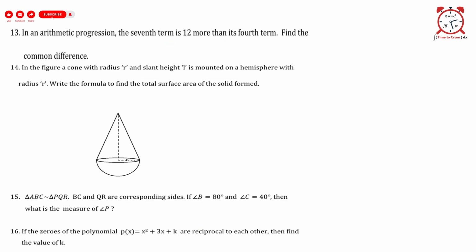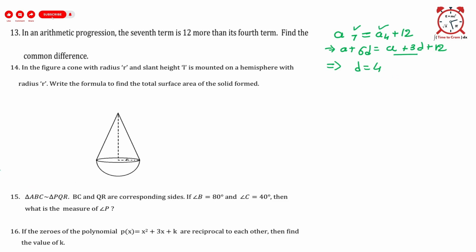Next, question number 13. Here the 7th term is 12 more than its 4th term. The 7th term formula is a plus 6d, and the 4th term formula is a plus 3d plus 12. If we solve this equation, then we will get d equal to 4.